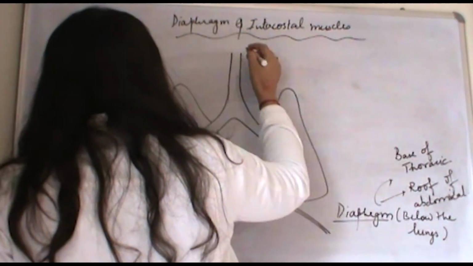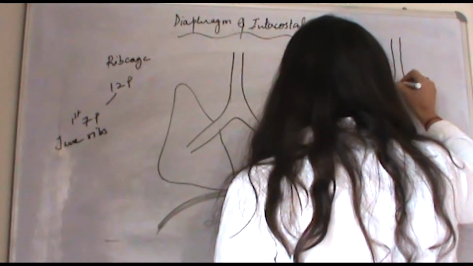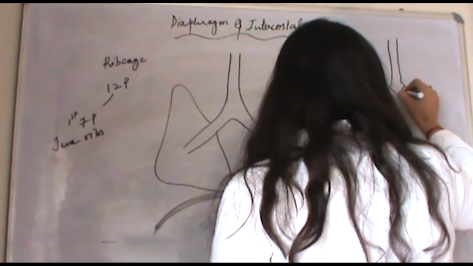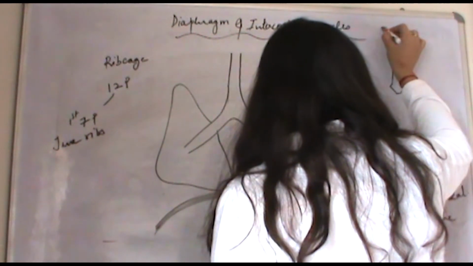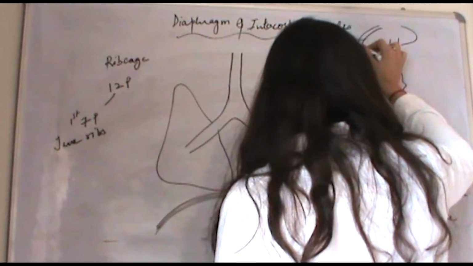Because they are, for example, if I just draw this, from the back they begin and they come and join the breastbone, that is the sternum in the middle.